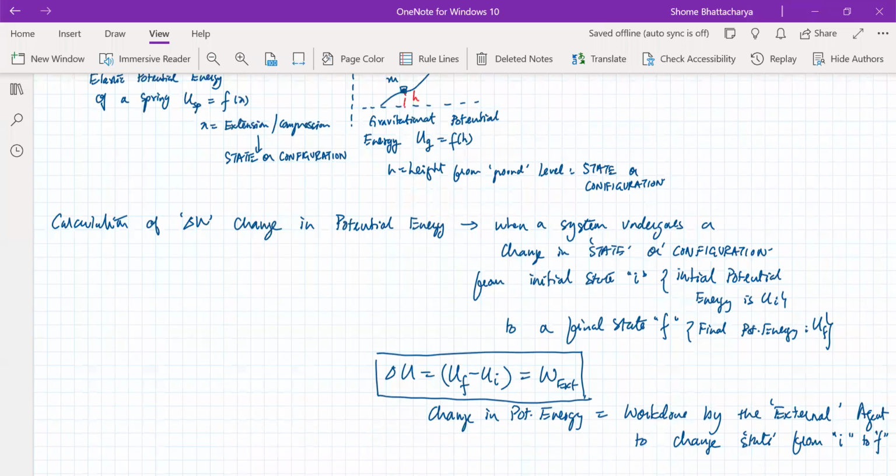Okay, but this is the general definition: whenever some system's state or configuration is being changed from some initial value to some final value, the work done by the external agent in the process, how much work we have to do to change the state of the system, that work done is equal to the change in potential energy of the system.